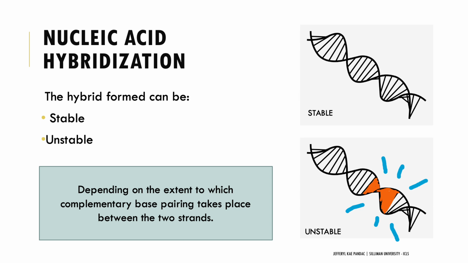Furthermore, the hybrid formed as a result of nucleic acid hybridization can be unstable or stable depending on the extent to which complementary base pairing takes place between the two strands. As a result, the double-stranded nucleic acid molecule formed can be partially or completely double-stranded. So if there is a high degree of complementary base pairing between the two strands, the hybrid formed is stable.